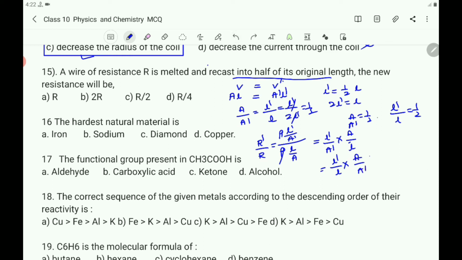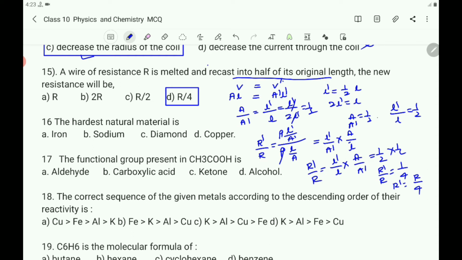What is L dash by L? That is 1 by 2. And A by A dash, that is also 1 by 2. So R dash by R equals 1 by 2 into 1 by 2. That is R dash by R is equal to 1 by 4. Then R dash equals R by 4. So what is the answer here? Option D is the answer.